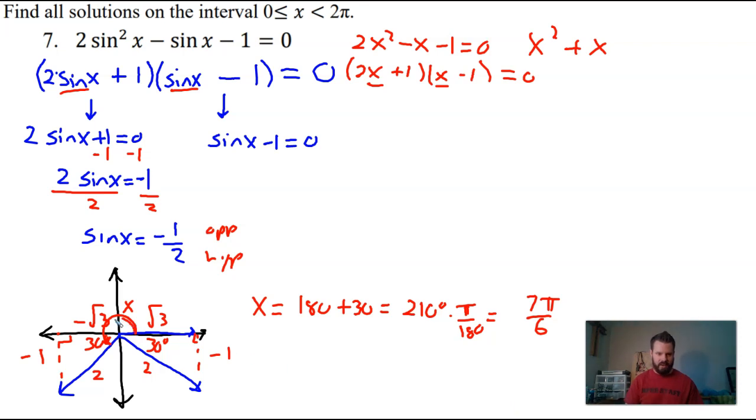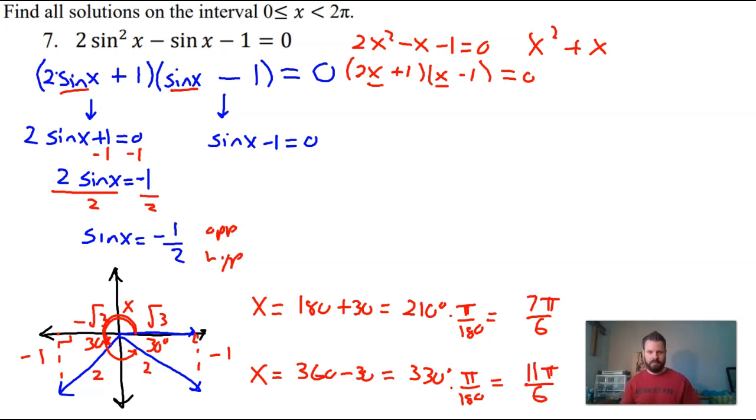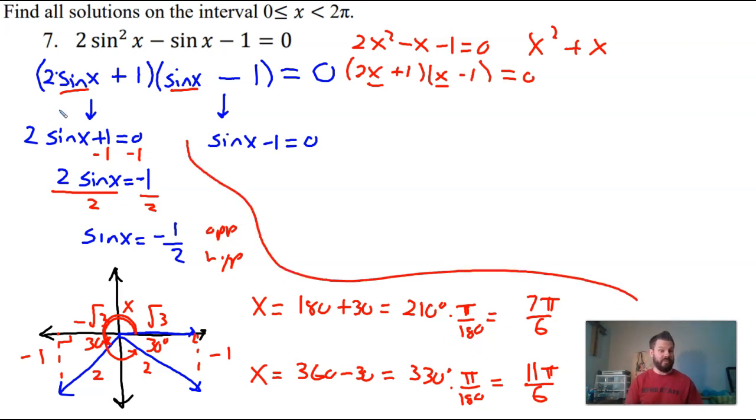Then also if we keep that going, we'd have another x equals 360 minus 30, because I'm 30 short of a full rotation, which is 330 degrees. And if I convert that, I'd end up with 11 pi over 6. Running myself out of room here. All right, so those are my solutions from the first factor. Both these two answers would make this factor 0. If a factor is 0, the whole thing's 0.